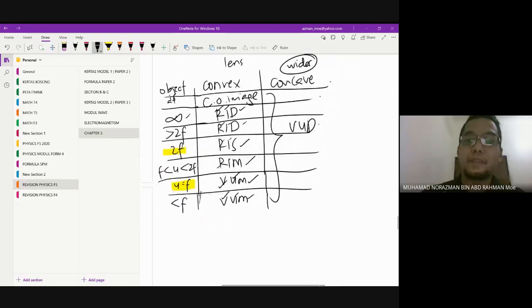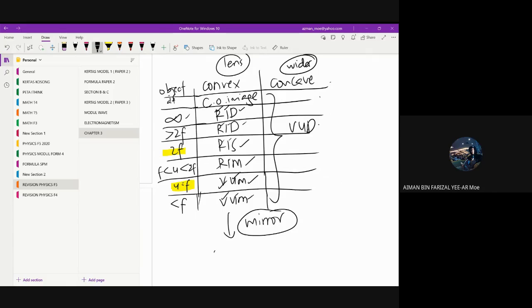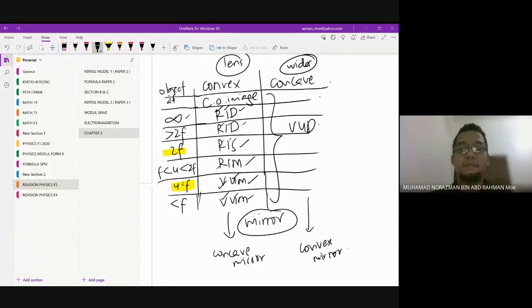Okay. Characteristic of lens sama juga dengan mirror. But difference dia, for this one same dengan concave mirror. This one same with convex mirror. Okay, cikgu nak tunjukkan simulation.